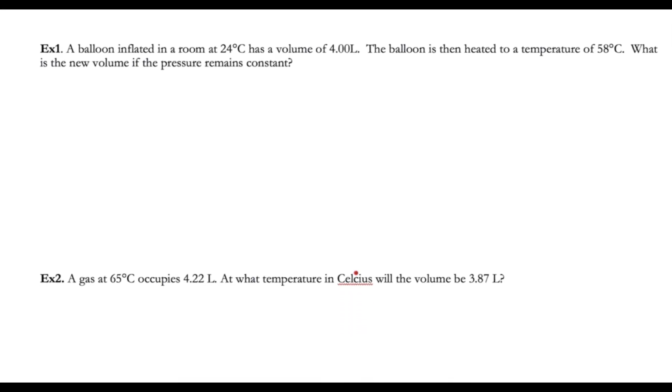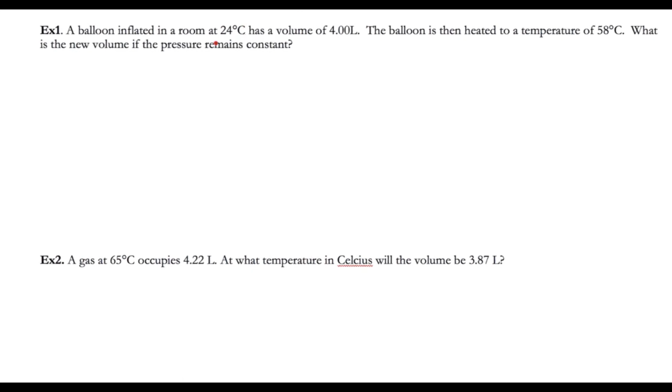So let's look at 2 examples of actually applying Charles' law. It tells me that a balloon is inflated in a room at 24 degrees Celsius, so that's going to be my T1, my first situation, my temperature, with a volume of 4 liters, V1. It then tells you that the balloon is heated to a temperature of 58 degrees Celsius, so this will be my T2, and it wants to know what the volume will be. So let's write out my equation for Charles' law, V1 over T1 equals V2 over T2.